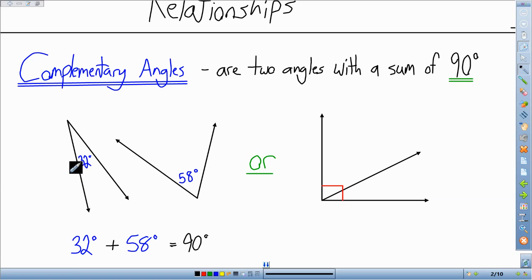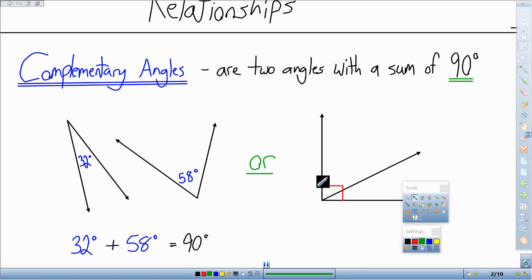All right, so it can be two random angles like these, but we know that 32 plus 58 gives us 90, so these would be considered complementary angles. All right, here's another example. We can see that these two angles, just to kind of highlight them, this one here and this one here, all right, they make a right angle. Again, we know that a right angle is 90 degrees, and that means these two angles would be considered complementary angles. Okay, so if you ever see the word complementary, 90 degrees is what they're talking about.